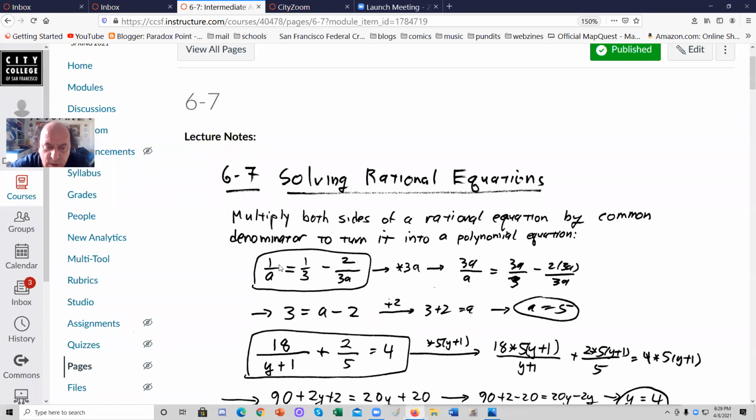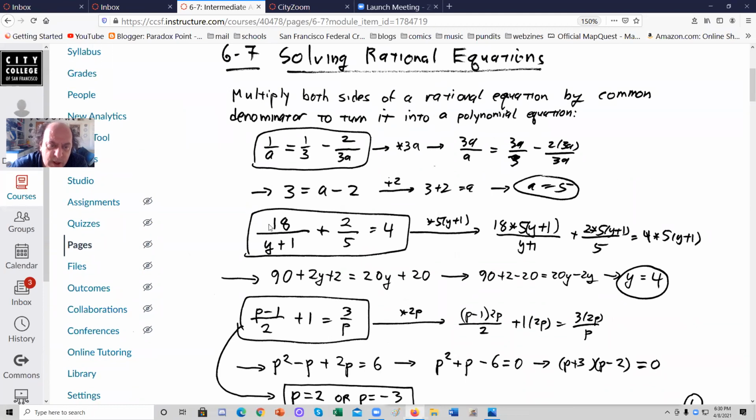So we get 3 over a, this term, equals, this term is 3 over 3, minus, this term is twice 3a over 3a. 3a over a, that's 3, equals, 3 over 3 is a, minus twice 3a over 3a cancels, so 3 equals a minus 2. Add 2 to both sides of this equation and get 3 plus 2 equals a, so a equals 5.